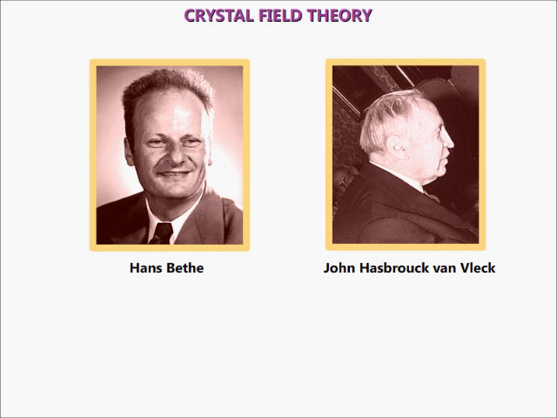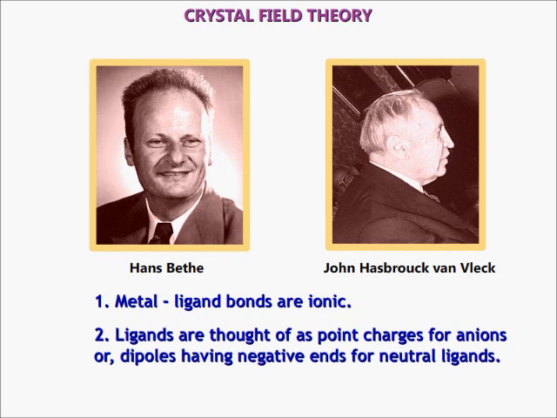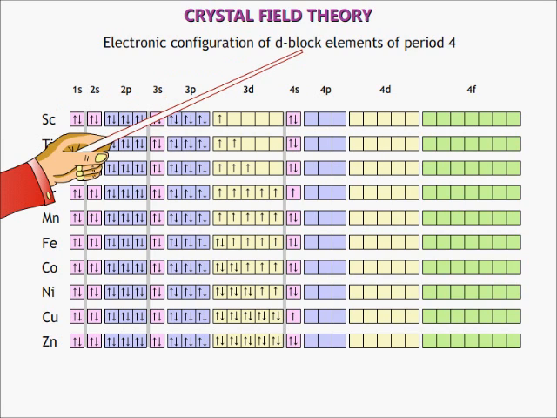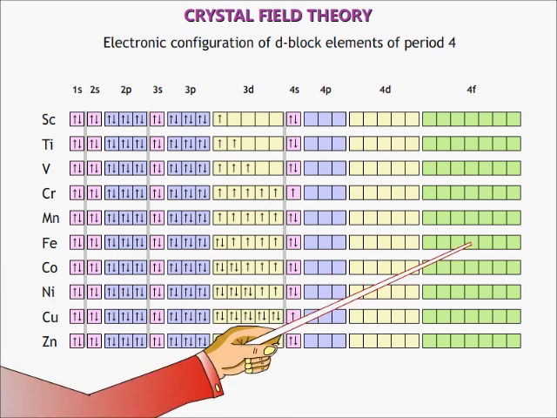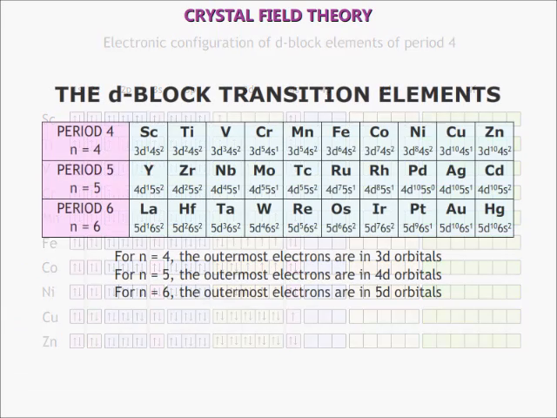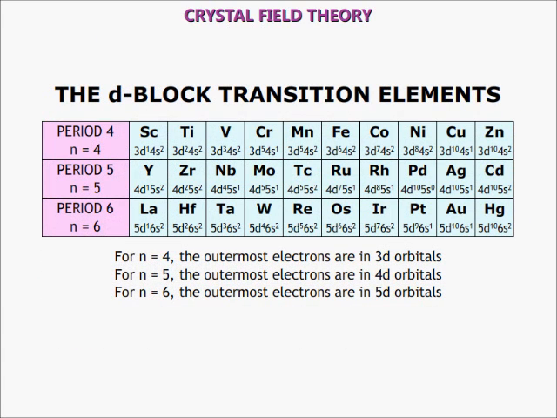The crystal field theory assumes, number 1, metal-ligand bonds are ionic; number 2, ligands are thought of as point charges for anions or dipoles having negative ends for neutral ligands. We will talk of the d block transition metal elements of the periodic table, which mainly form coordination complexes due to the presence of too many empty orbitals. Now, if the principal quantum number is n, the outermost electrons lie in the n-1 d orbitals.